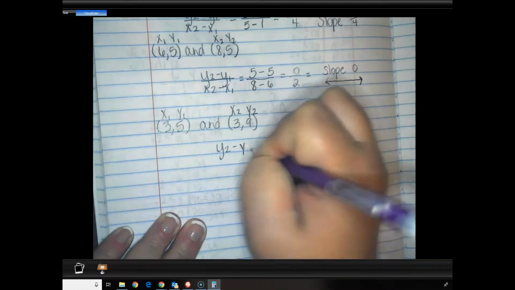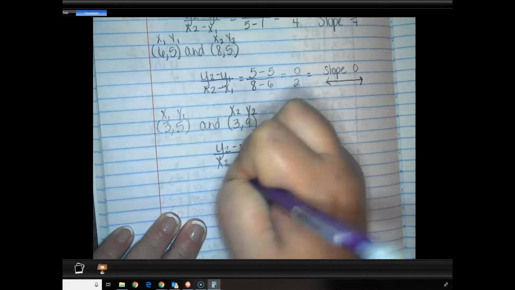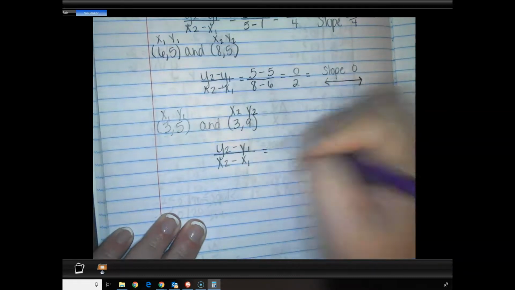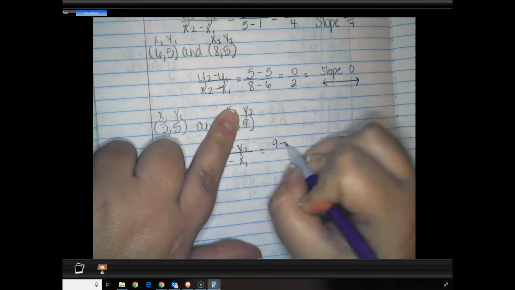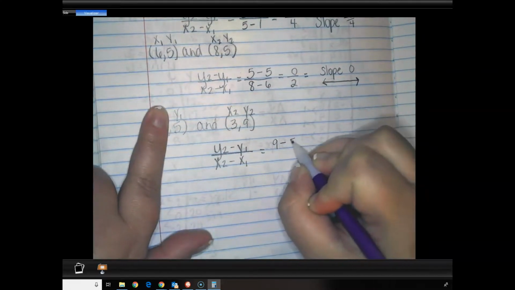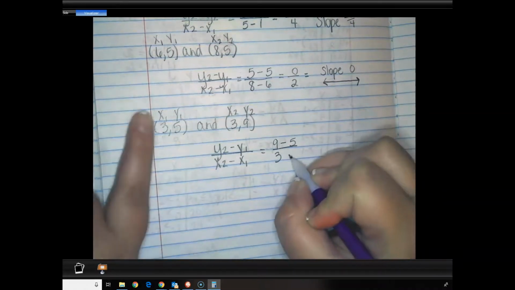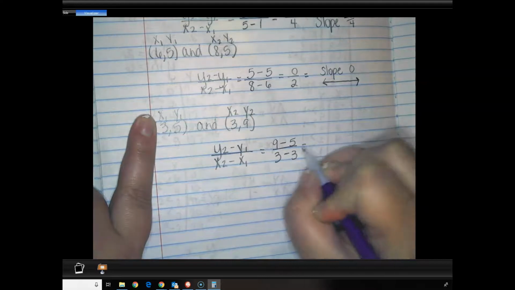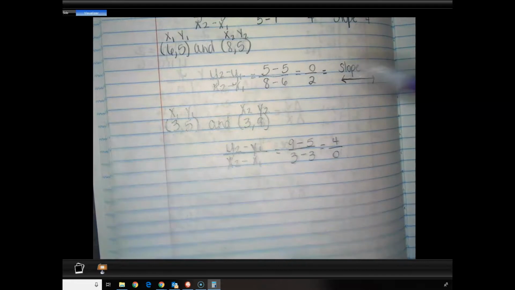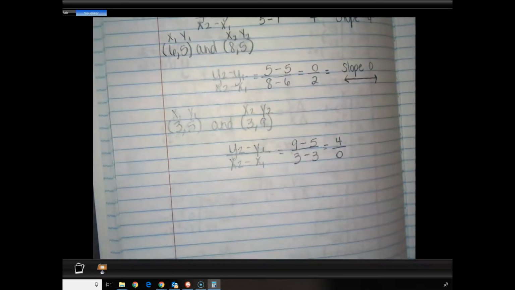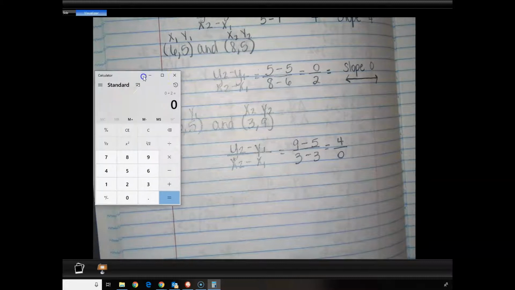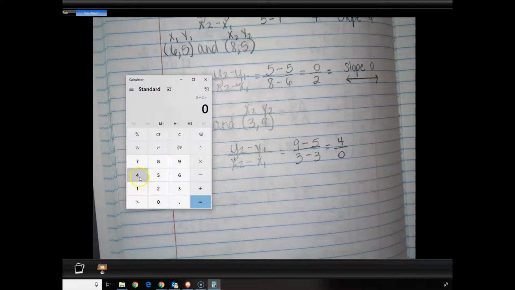y2 minus y1 over x2 minus x1. y2 is 9. y1 is 5. x2 is 3. And x1 is 3. So I have 4 divided by 0. So I can see that this is different. Okay. This one had 0 on top, while this one has 0 on bottom. So I'm going to bring over my calculator again. And let's do 4 divided by 0. I cannot divide by 0.